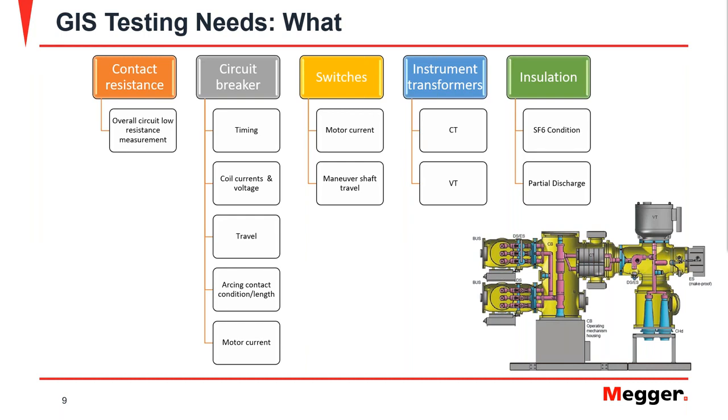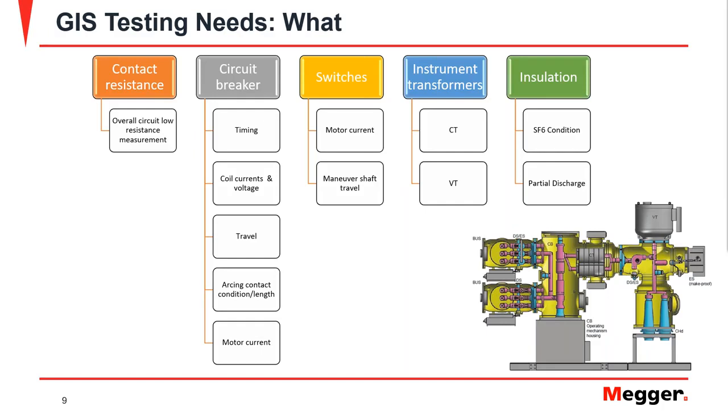Manufacturers usually provide the overall contact resistance or low resistance measurement through the entire section. Circuit breakers. Circuit breakers are exactly the same thing as the dead tank circuit breakers. They have the same type of contacts, the same type of main and arcing contacts, and the same type of operation of a dead tank circuit breaker. And the contacts will deteriorate.